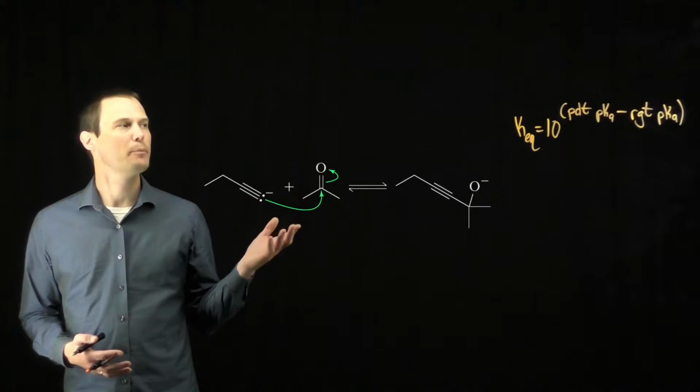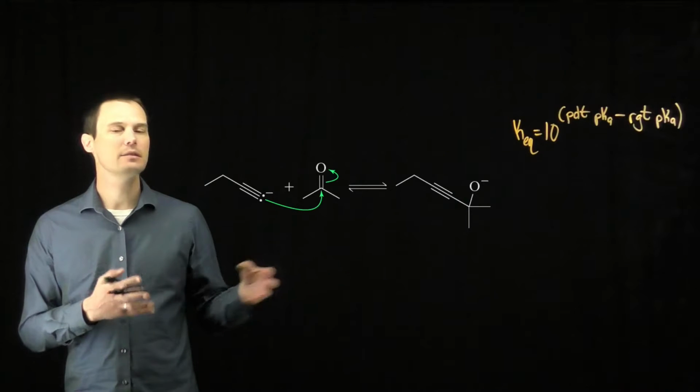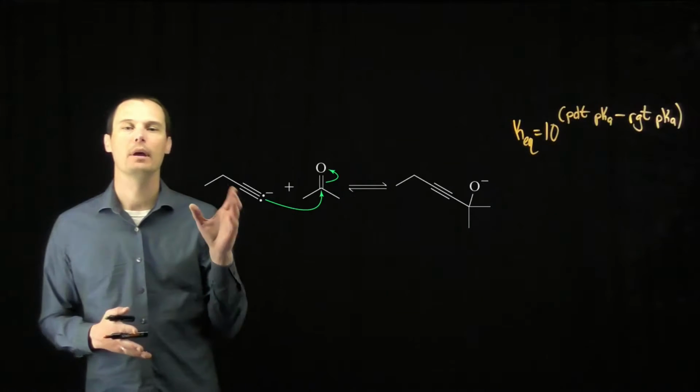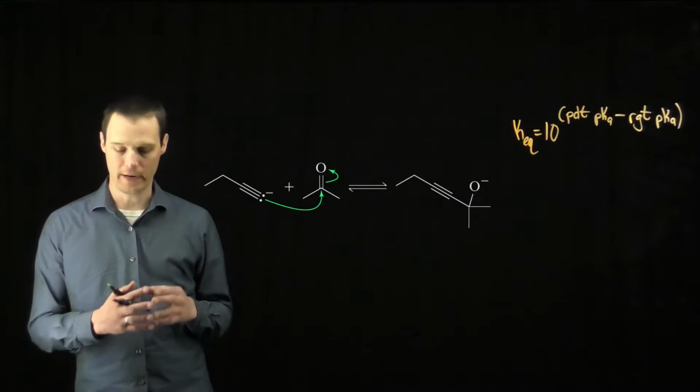This question asks us to approximate KEQ for this addition reaction. To do that, we need to identify the bases on either side of the equilibrium. On the reagent side, we have the deprotonated alkyne, and on the product side, we have a deprotonated alcohol.